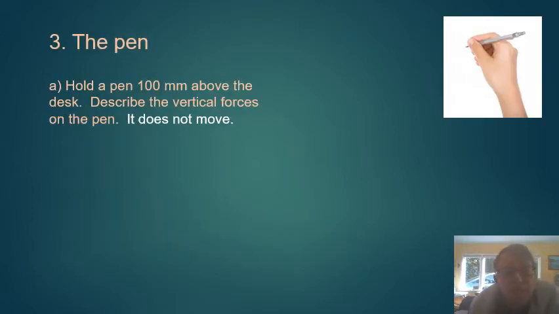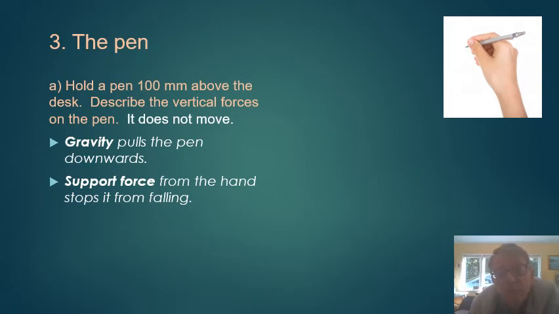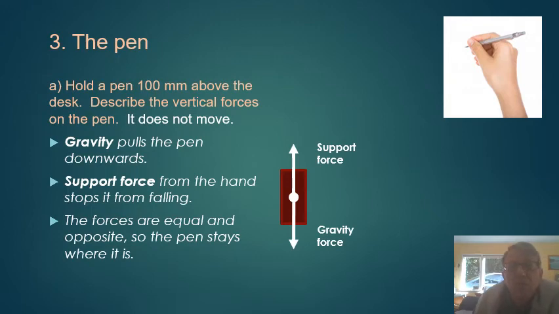The next situation is a pen. It says hold it above the desk and describe the vertical forces. So you're holding it, so it's not moving. Okay. Gravity's pulling it down, but you're supporting it with your hand. So there's a support force stopping it from falling. Those forces are equal and they're opposite. In other words, they're balanced. So the pen stays where it is.